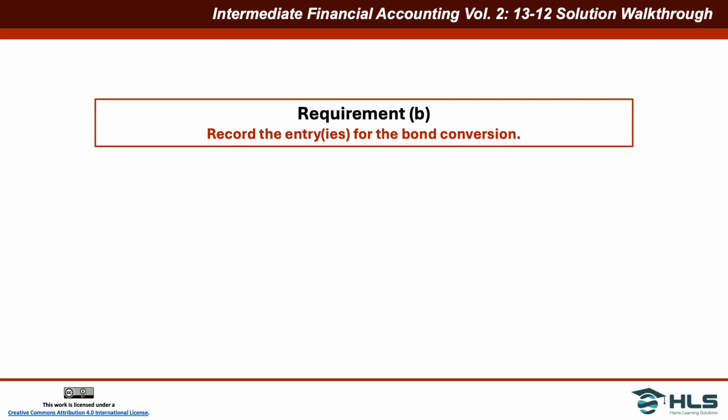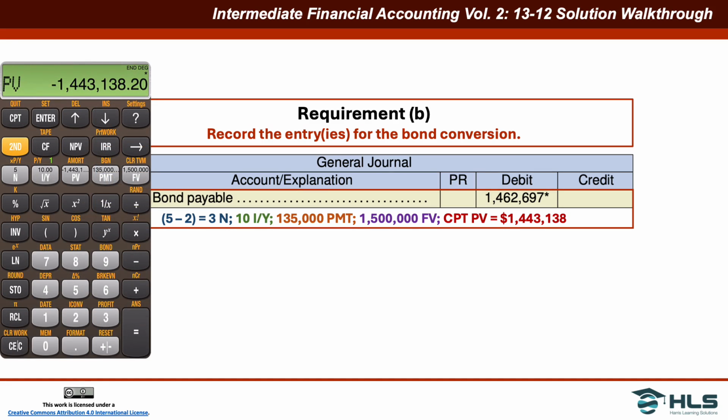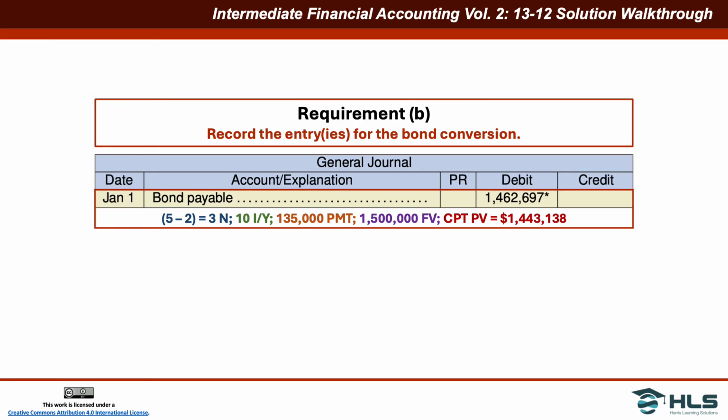On to requirement B, which now asks us to record the entry or entries for the bond conversion. At the time of conversion in 2027, 2 years have passed. So what we want to do is determine what the balance of the bond payable is with 3 years remaining, 5 minus 2 years. So let's recalculate the present value of the bond using 3N instead of 5N. Now, if you haven't overridden any of the time value variables in your calculator, all you need to do is overwrite N. So press 3, then N, and now recompute the PV, and we should end up with $1,462,697. That's how much we will debit to the bond payable account to remove the bonds because they're all converted.